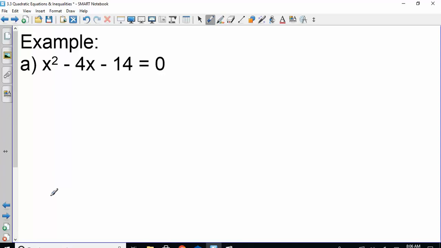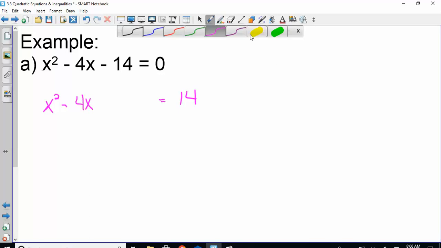Always check. Just because I'm teaching completing the square today doesn't mean that I might not give you something that could factor nicely. Is there anything that multiplies to negative 14 and adds to negative 4? No, so we can't just factor. So we're going to create a perfect square. We want this to be a 1x squared, and it is. So the next step, we want the x's on one side, and I need my 14 on the other, so I'm going to add this 14 over.